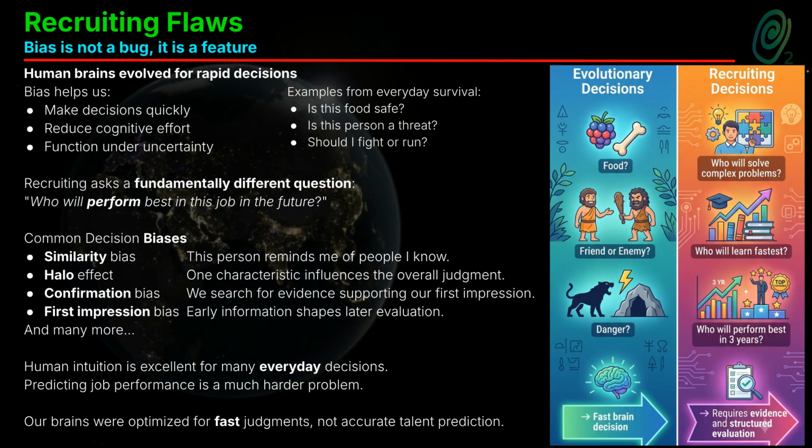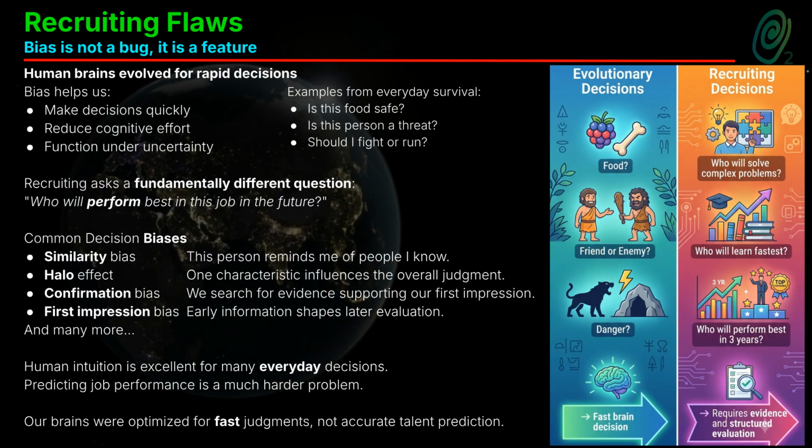Bias is not a bug, it's a feature. Our human brains have evolved for rapid decision making. This bias helps us to make decisions really quickly, to reduce our cognitive effort. It functions under uncertainty. Examples are: can I eat this food? Is that person a threat? Should I be running or fighting? Or these kinds of everyday decisions. Recruiting, on the other hand, asks a fundamentally different question: who will perform best in this job in the future? Which is a very, very tough question to actually answer.